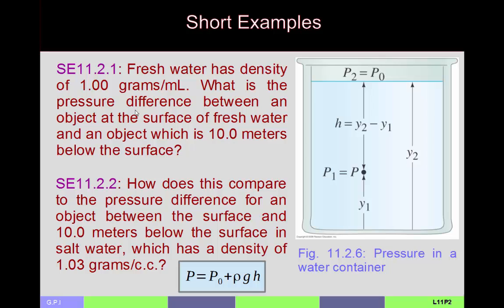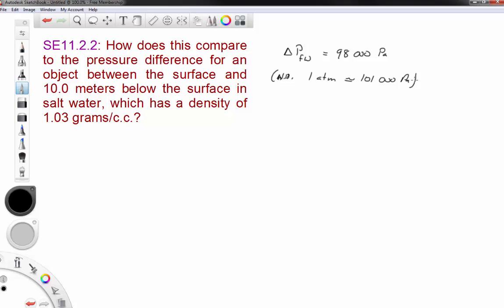All right, so we want to know how this compares to the case in which the object is submerged in salt water rather than in fresh water. So how does the pressure we found before compare to the pressure that would occur if we were in salt water instead? Recall again, the pressure we found before was 98,000 pascals for 10 meters below the surface in freshwater. And it's worth noting that this is roughly equivalent to 1 atmosphere of pressure. An atmosphere is just a little over 101,000 pascals.